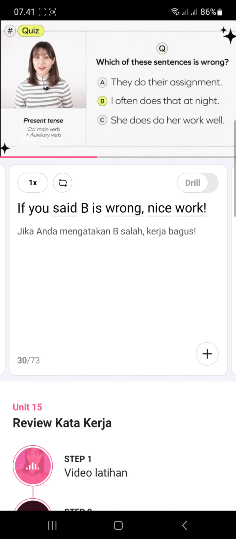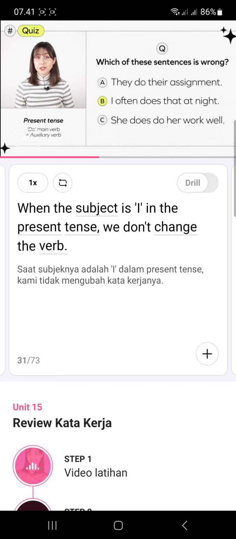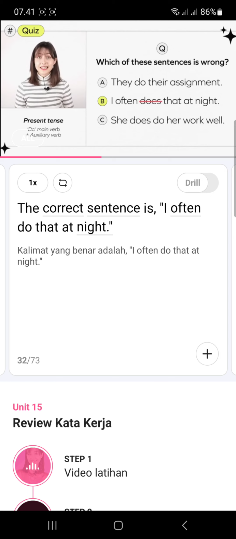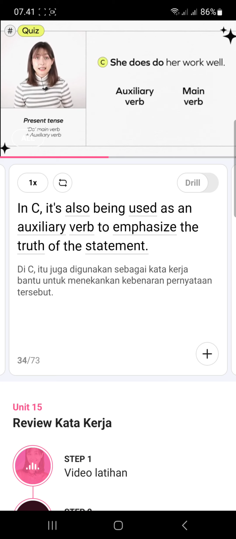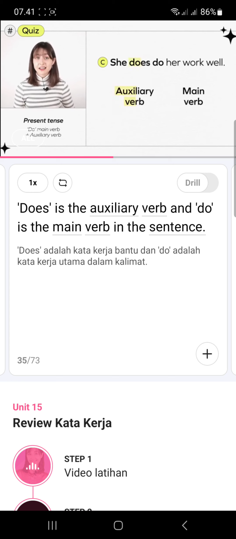If you said B is wrong, nice work. When the subject is I in the present tense, we don't change the verb. The correct sentence is, I often do that at night. In all three of these examples, do is being used as a main verb to talk about tasks like assignments or work and habits. In C, it's also being used as an auxiliary verb to emphasize the truth of the statement. Does is the auxiliary verb, and do is the main verb in the sentence.